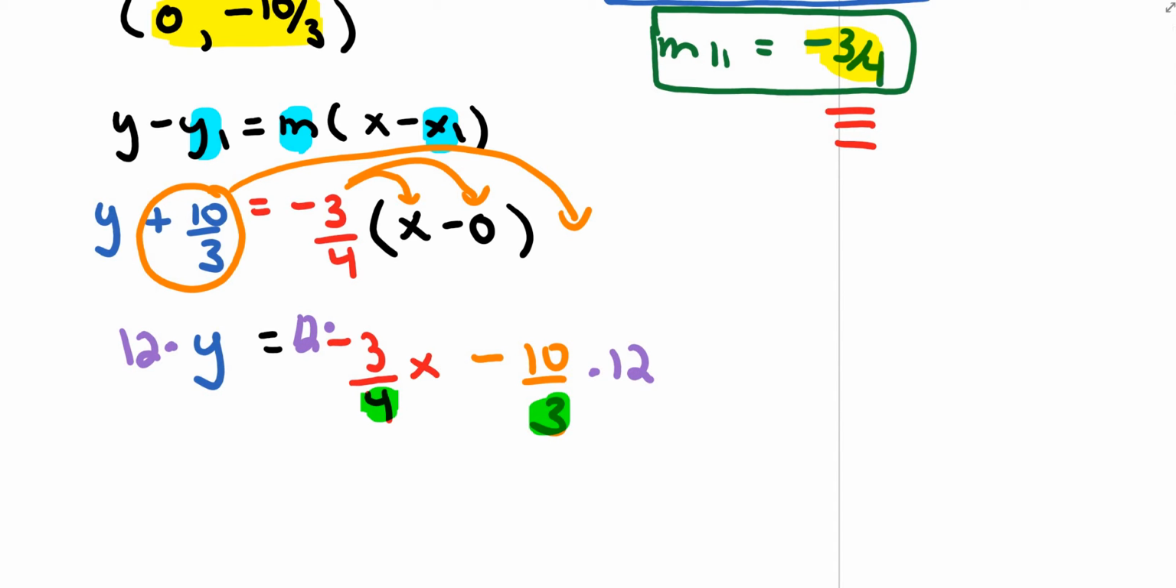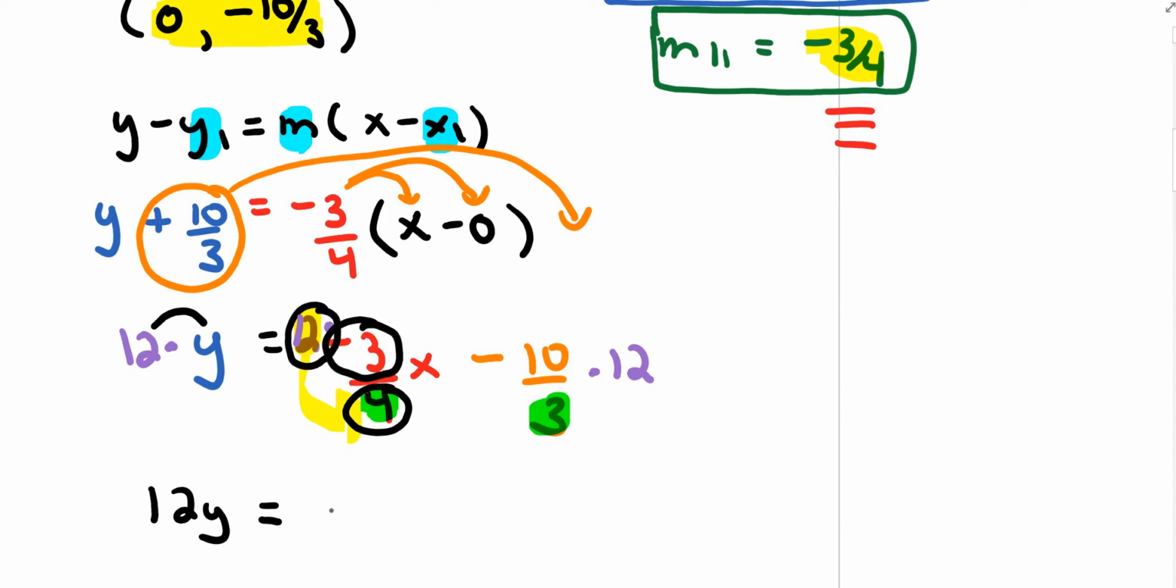Okay. Now on the left-hand side, 12 times y is just 12y equals 2. Now this is the tricky part here. I have a 12 here, so do 12 divided by 4 first, right? 12 divided by 4 is going to be 3. And then 3 times negative 3 is going to be negative 9. So I have a negative 9x there.